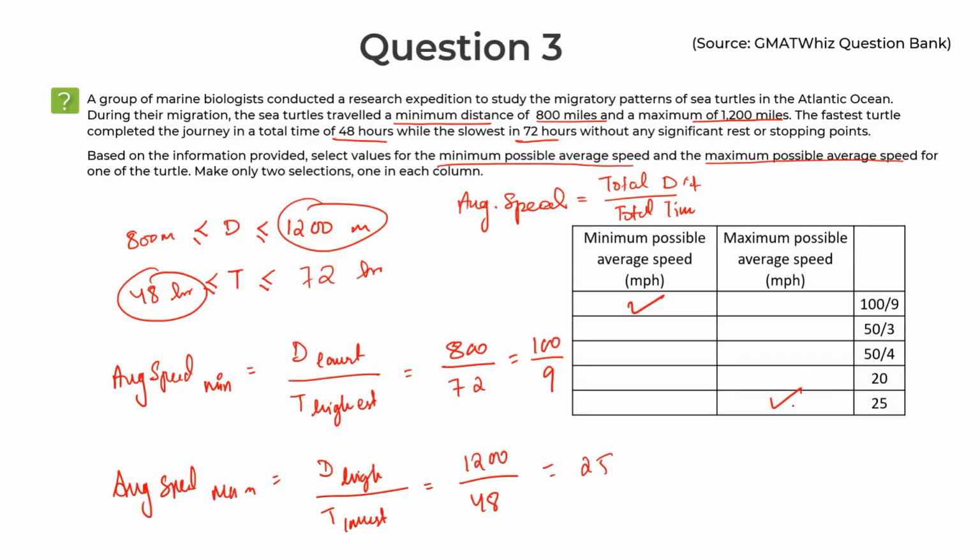So I hope all of you got this. A lot of you fell for the trap of 50 upon 3, right? So do not make that mistake. Okay, I hope all of you understood this question. Let me bring up the poll really quickly.